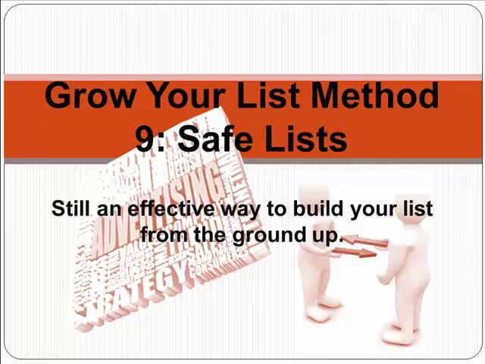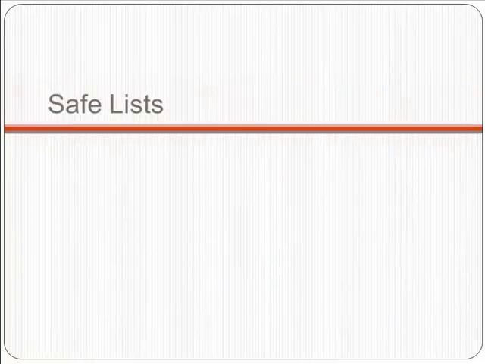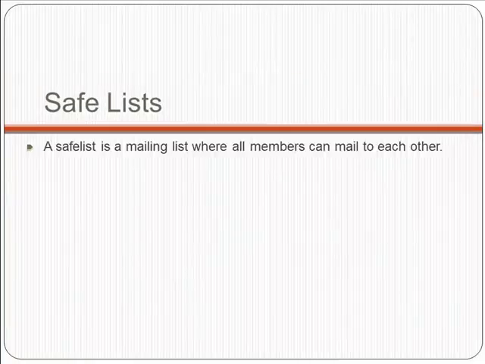In this video, I want to talk about an older but still proven effective way to build up your list from the ground up, and that is through the usage of safe lists. And I'm going to go into detail as to what safe lists are for you. A safe list is basically a mailing list where all members can mail to each other.